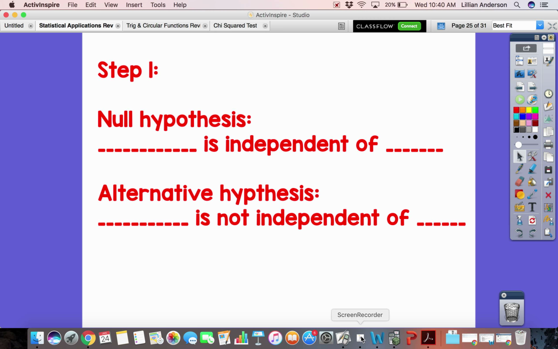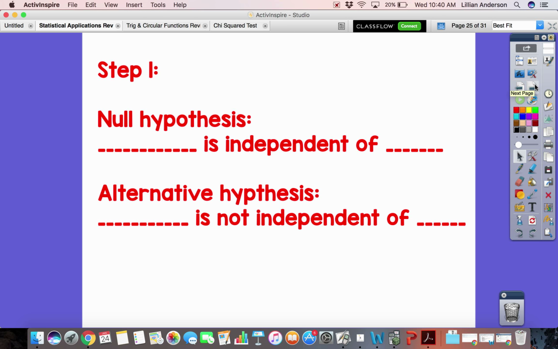Okay, and it was always your y, like what was considered your dependent variable, will go first, and then your x will go last. The alternative hypothesis is the exact same, except this time it's with a not. So blah blah blah is not independent of blah blah blah. That was the setup for step one.